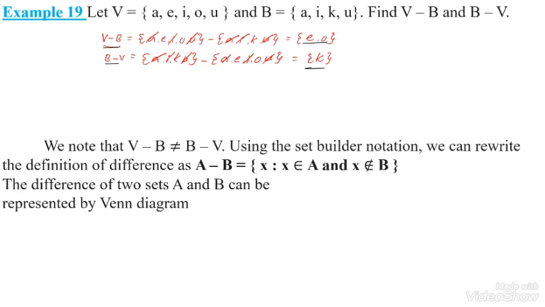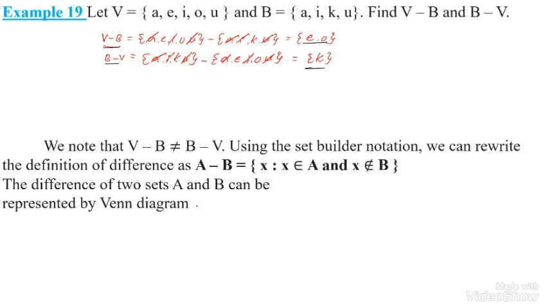Using the set builder notation, we have to write the definition. Difference A minus B is the set of x such that x belongs to A and x does not belong to B. It means there is an element x which belongs to A but not in B. That is A minus B.